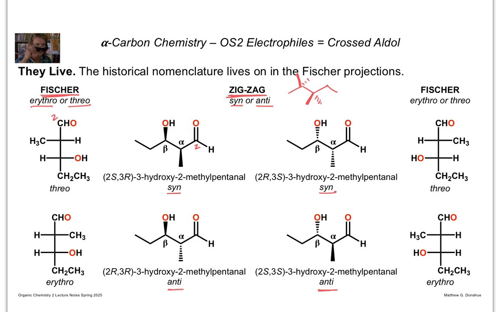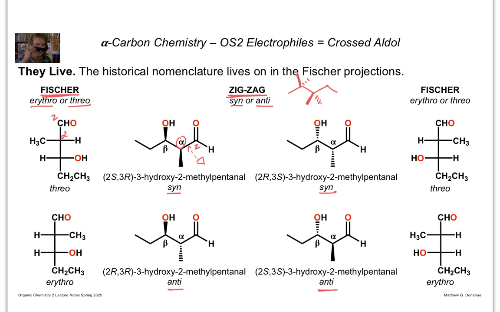But what's misleading about it, if you put your eyeball like right here, and you're looking at that bond, it's easy to tell that the alpha carbon, that methyl group should go to the, which way are we facing here? So we're looking at it, the hydrogen's going back, so that methyl group goes to the left.